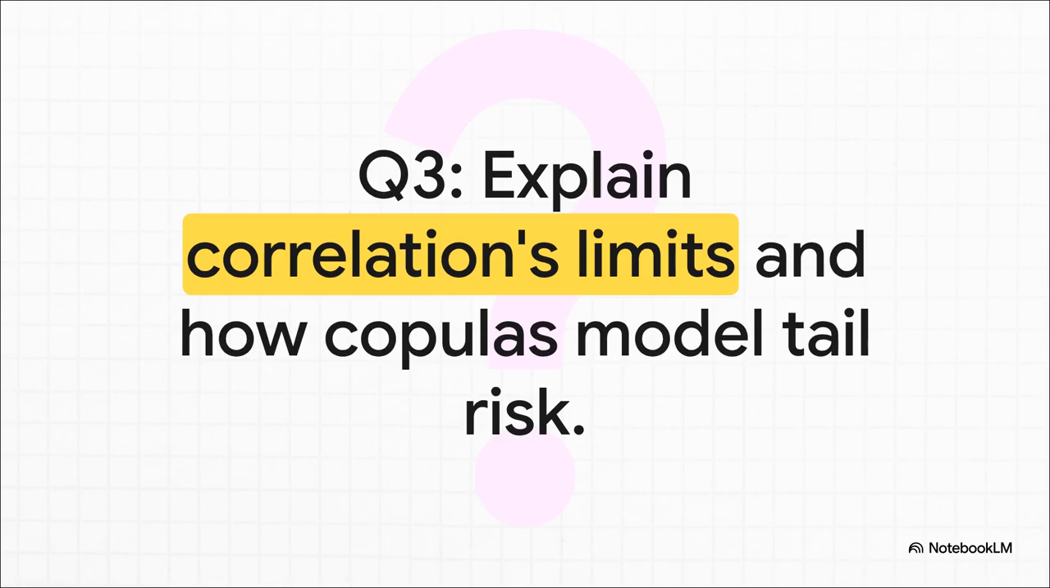Now this is a top-tier question. Your answer needs a really clear weakness-solution structure. Start with the flaws of correlation, its big assumption of linearity and normality, which we know is often wrong. Then, you position copulas as the more sophisticated solution. You have to explain how they handle nonlinear relationships, and specifically why that's so important for modeling the tail dependencies that are the biggest concern for financial institutions.